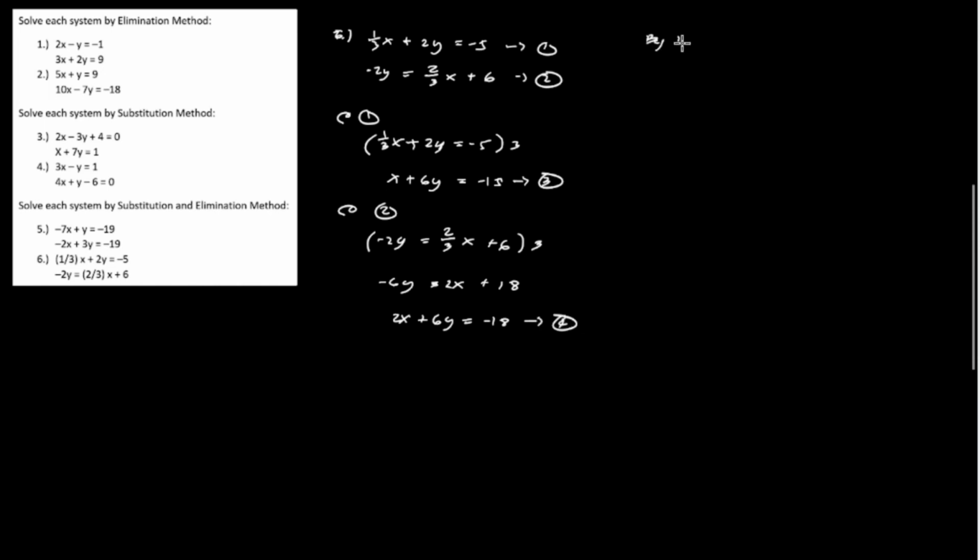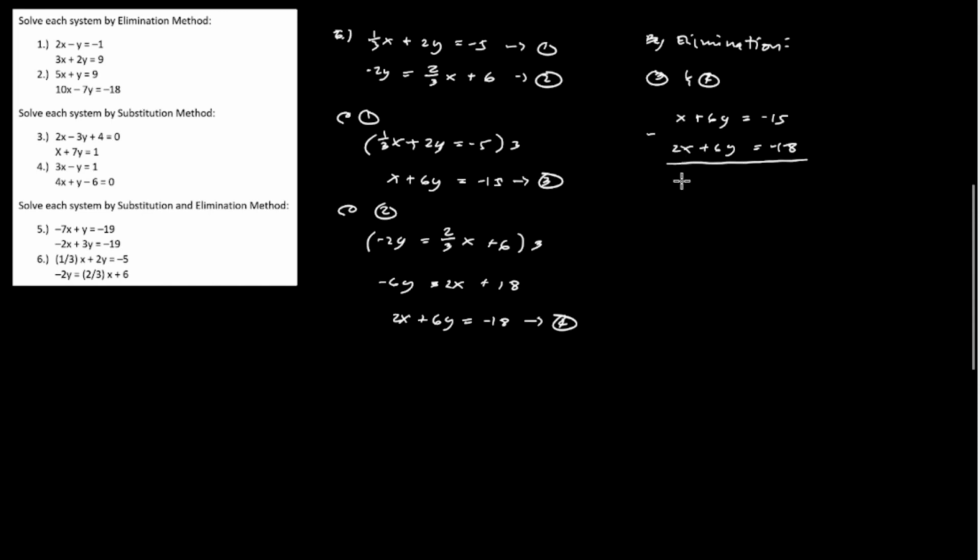By elimination, copy first equations 3 and 4. x plus 6y is equal to negative 15, and equation 4, 2x plus 6y is equal to negative 18. So we will eliminate the variable y. We have 6y and 6y, so using subtraction, we will subtract everything from equation 3 to equation 4.